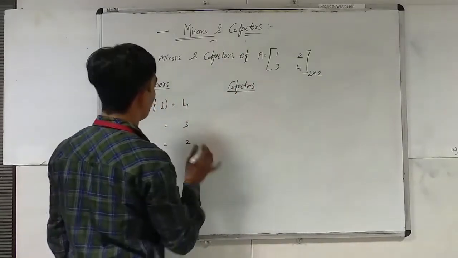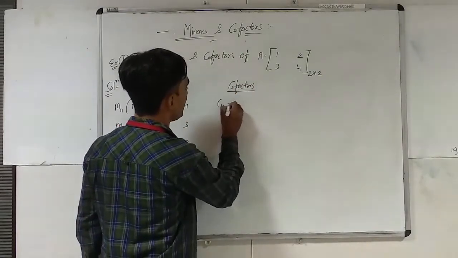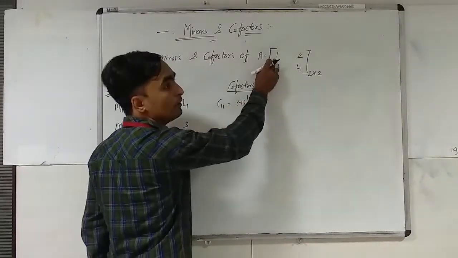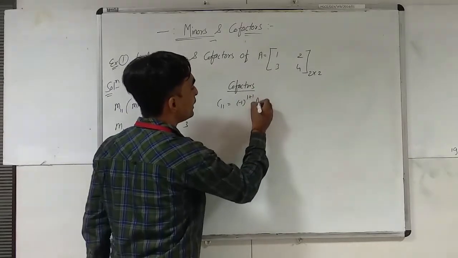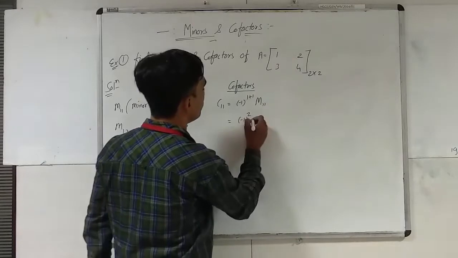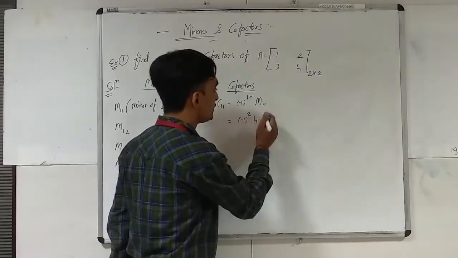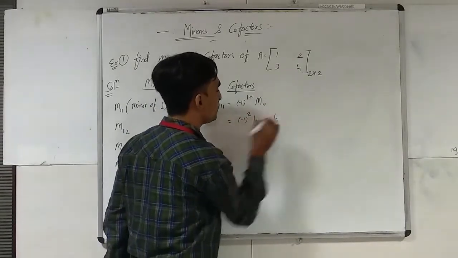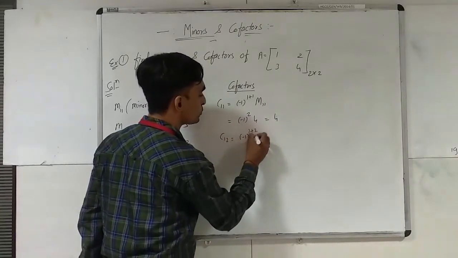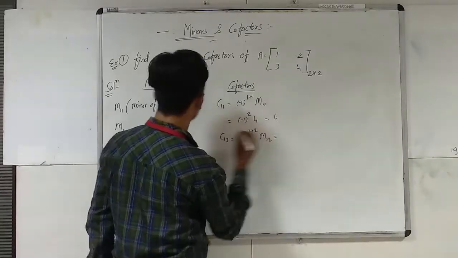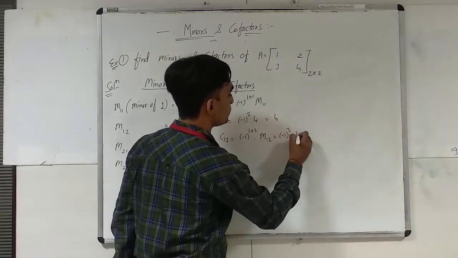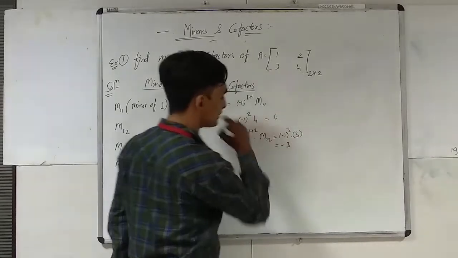And cofactors, what happens? C11 equals minus 1 power 1 plus 1, the address being first row first entry, into M11. So this is minus 1 power 2 into 4. Minus 1 power 2 gives you plus 1 into 4, so it is 4. C12 is minus 1 power 1 plus 2 into M12. M12 is 3, so minus 1 power 3 into 3. So it is minus 3.